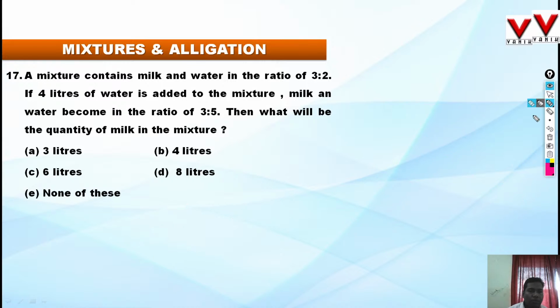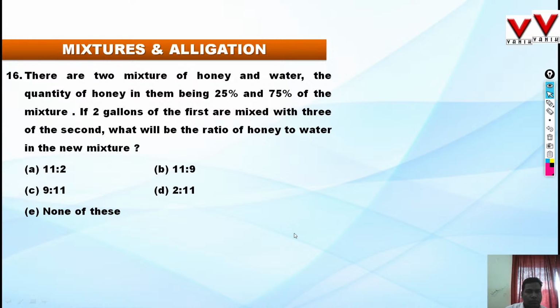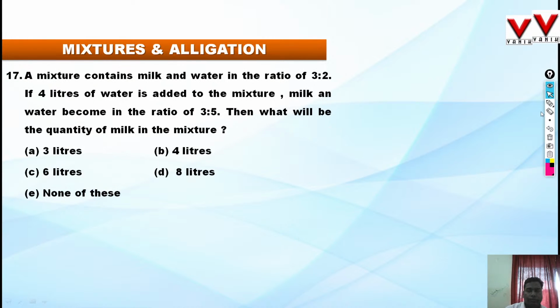A mixture contains milk and water in the ratio 3:2. If 4 liters of water is added to the mixture, milk and water becomes in the ratio 3:5. Then what will be the quantity of milk in the mixture?